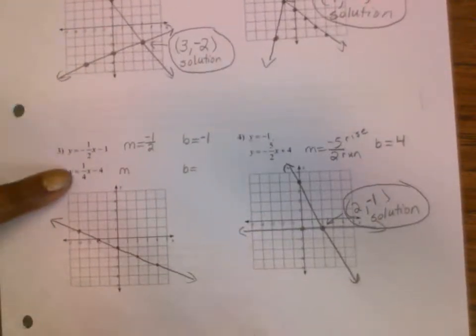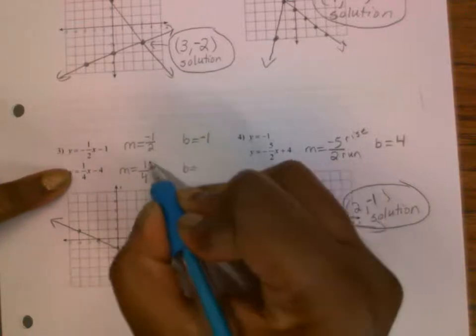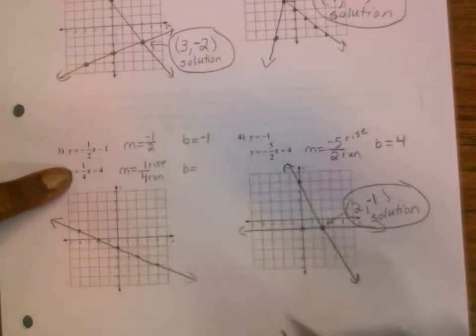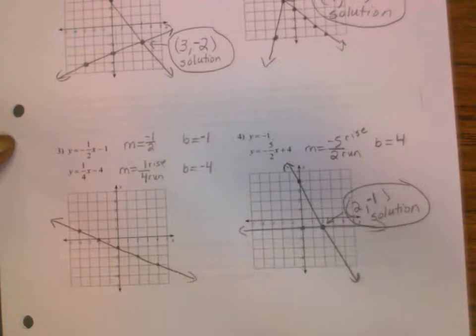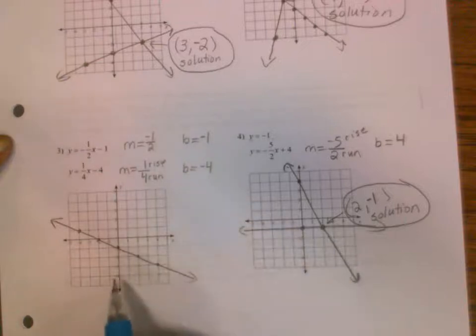M here is 1 over 4. This is my rise. This is my run. B is -4. I start at -4 on the y-axis. -4 on the y-axis is here.